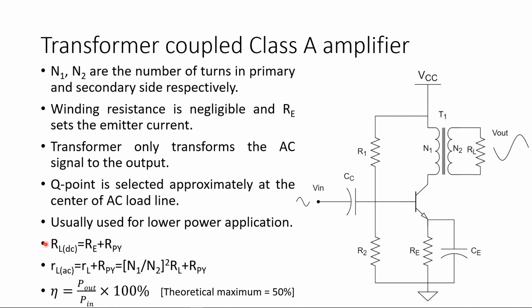The DC resistance will be required to calculate the bias point or the Q point, and also to draw the DC load line, and the AC resistance will be required to calculate the AC load line. And the efficiency is output power divided by input power into 100%, basically. So that's what it is.